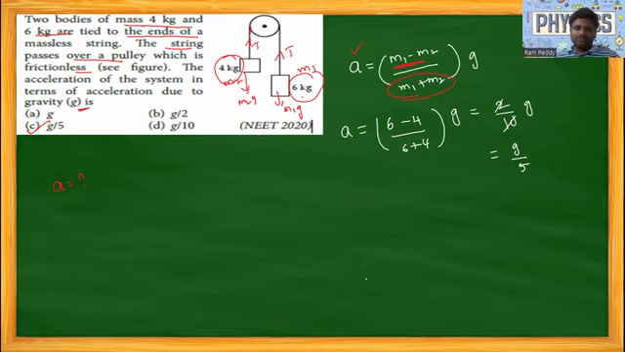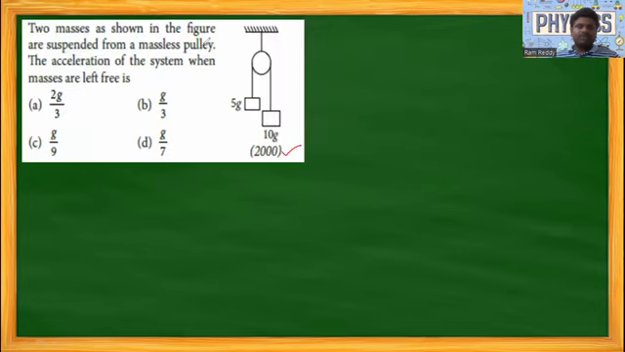Okay, so this is one question. And if you observe another question, this is the another question, asked in 2000. Two masses as shown in the figure are suspended from a massless pulley. Find the acceleration of the system when the masses are left free. So same here also. Let us take this is m1, this is m2.